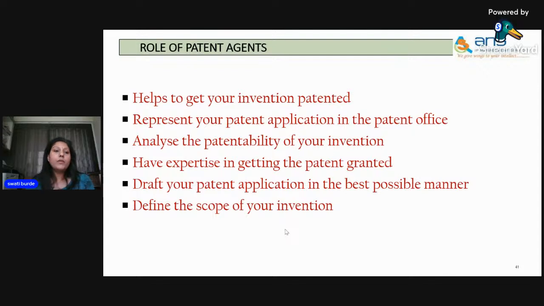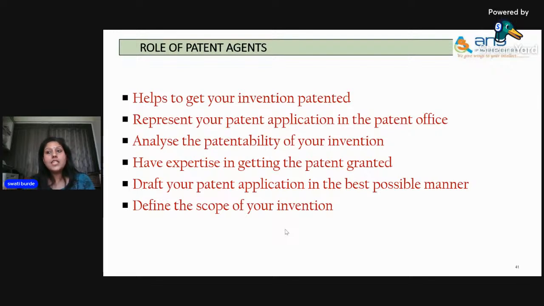Now, a little bit I want to talk about the role of patent agents. Why is it always recommended to go with a patent agent? Because the researcher is more into researching. He knows more about the technicality of his invention, whereas patent agents will know the legal aspects of your invention and of patenting it. So a patent agent helps and guides you to get the patent for an invention. And he will represent your patent application, and he will guide you to analyze the patentability of an invention.